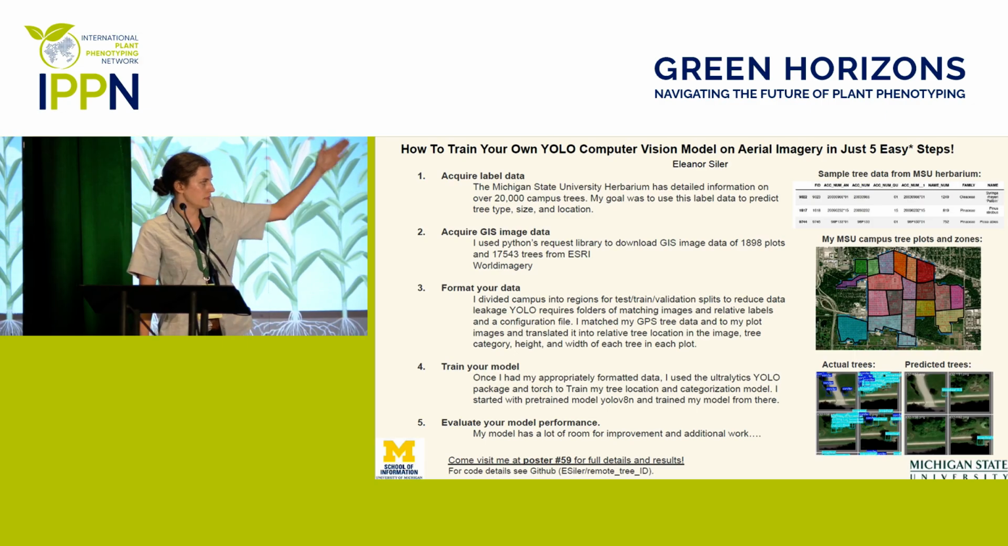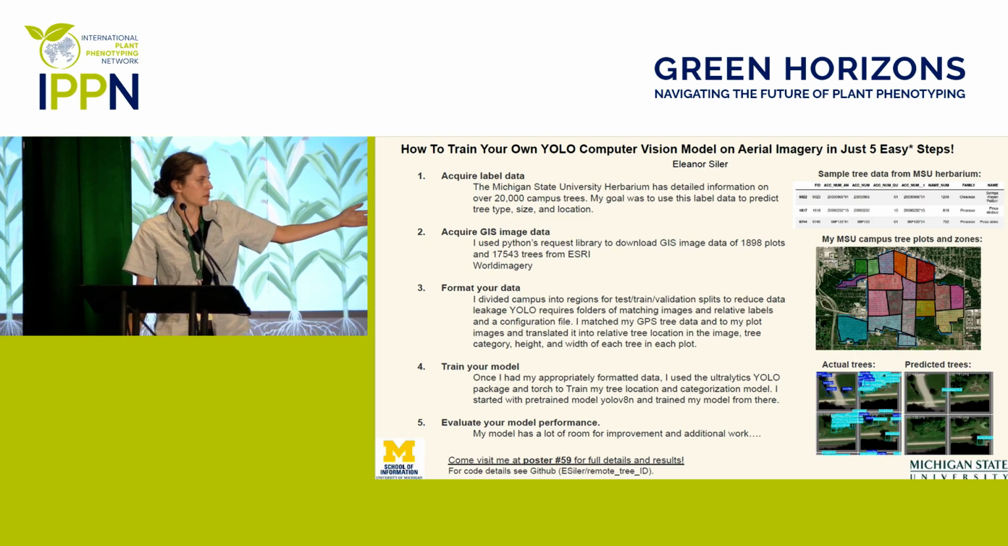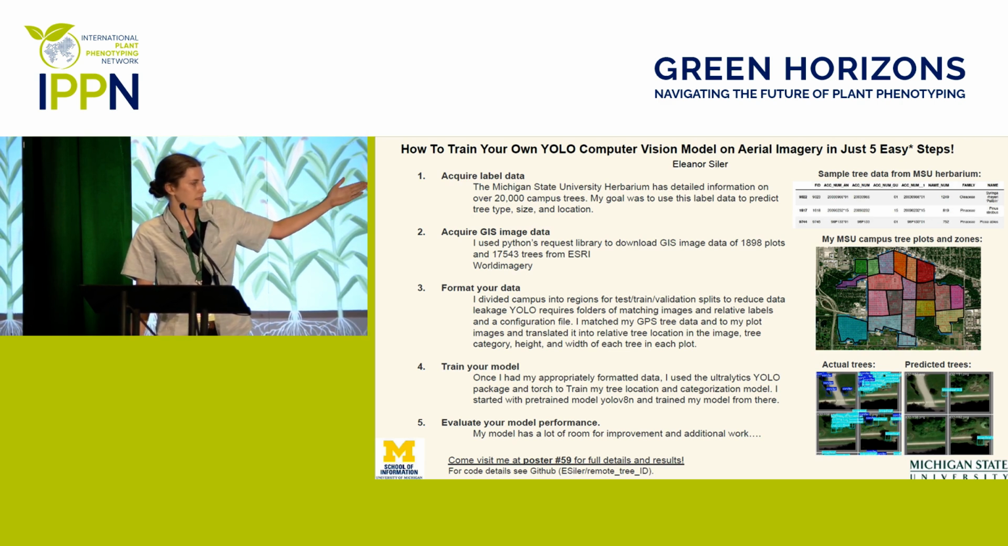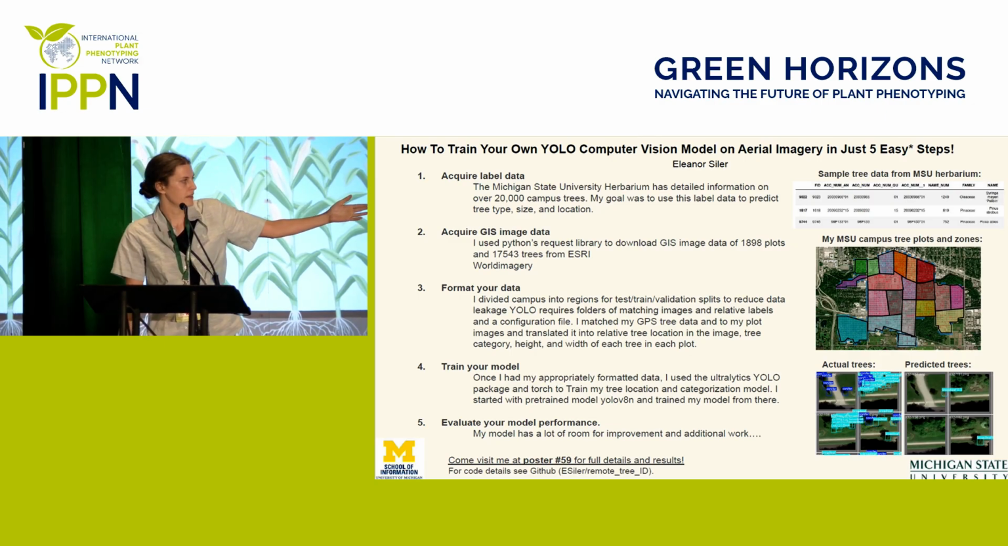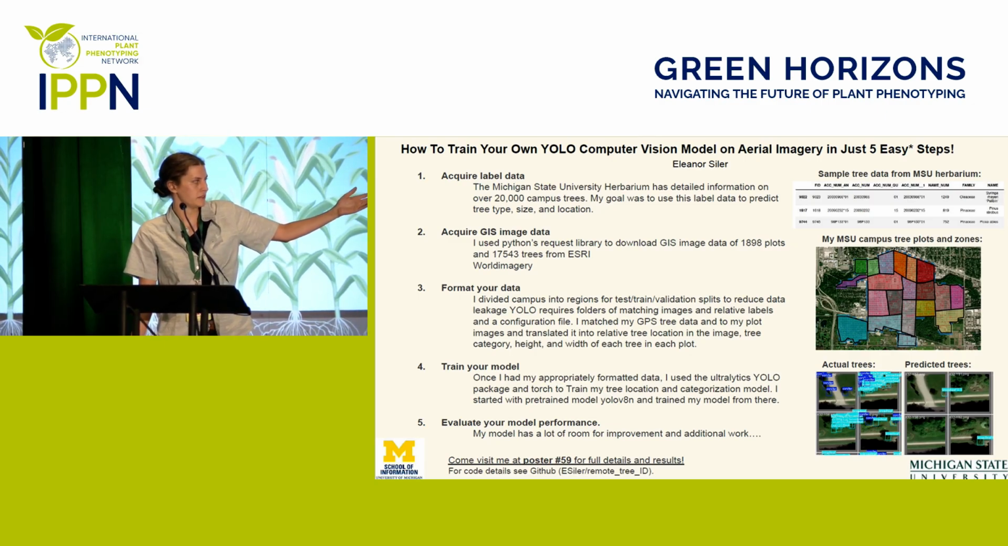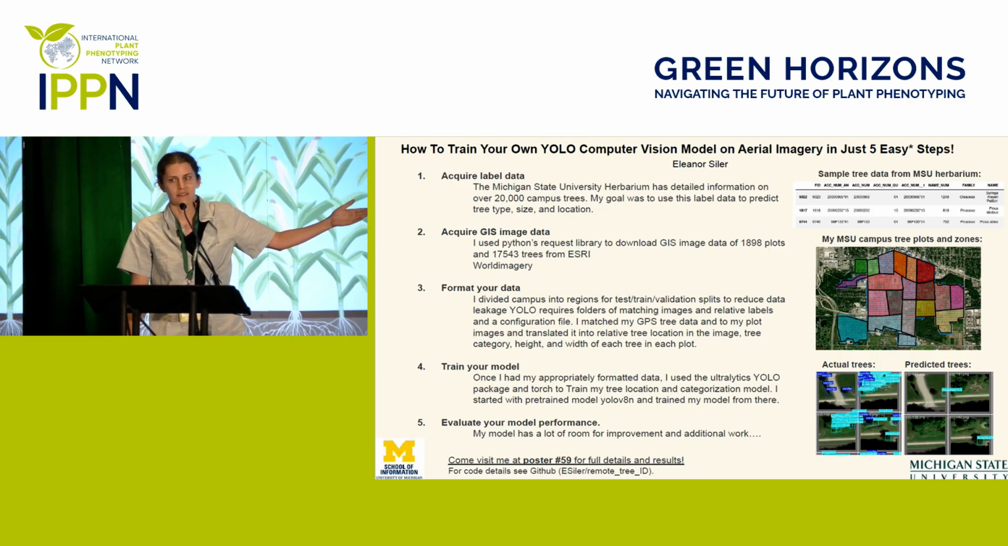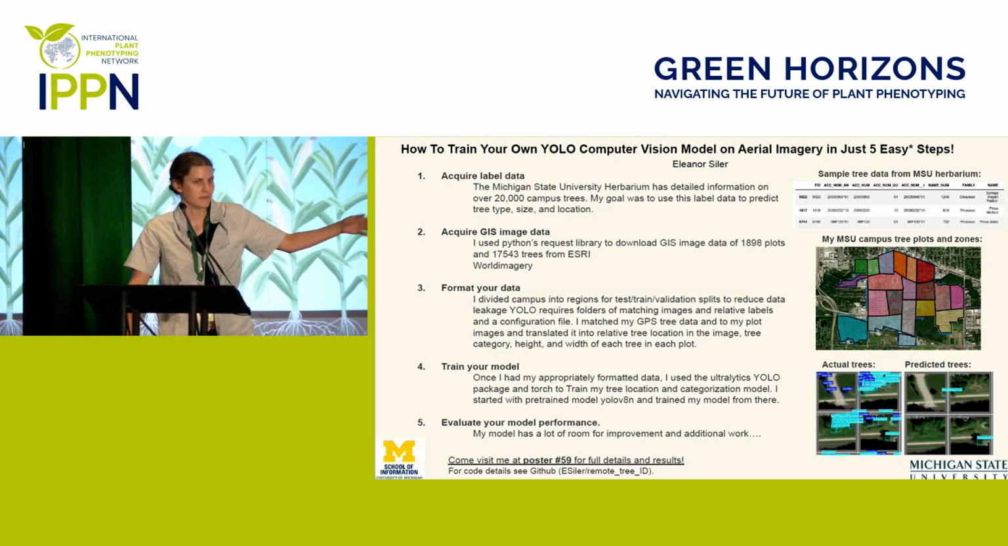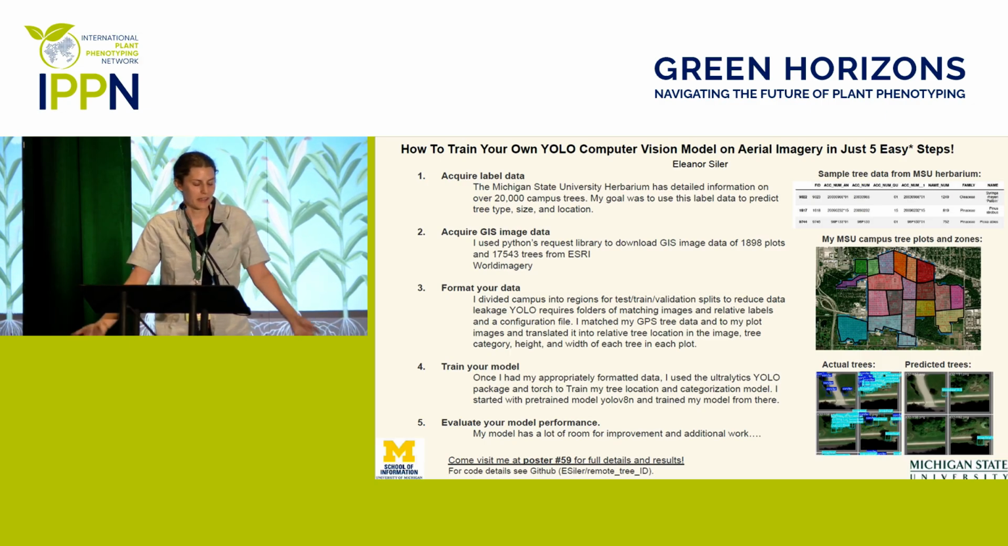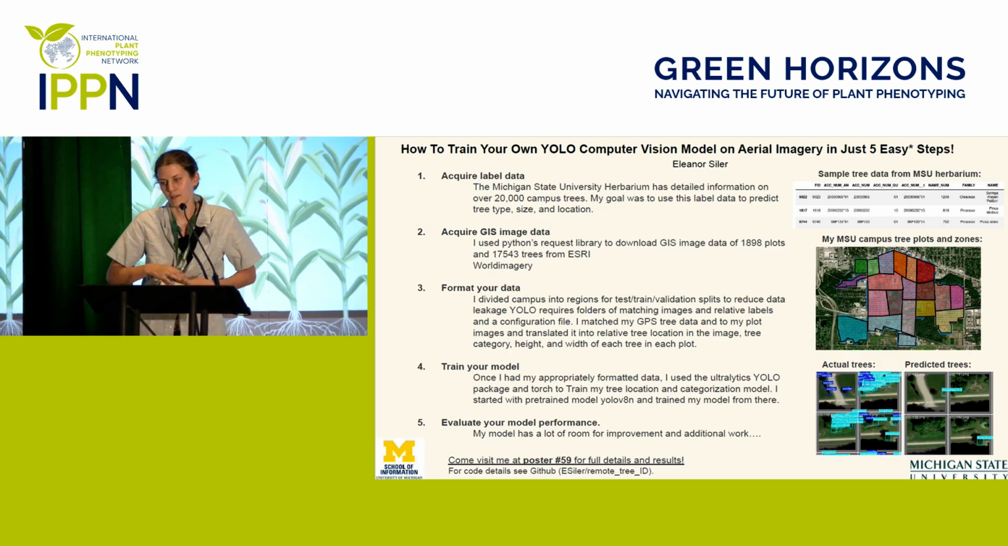Then step 5, evaluate your model performance. Sadly, my model still needs a lot of work. As you can see from the example images, it has a hard time distinguishing trees from background, and it usually miscategorizes them as background. So I have some additional work I need to do to fine-tune and improve that model.